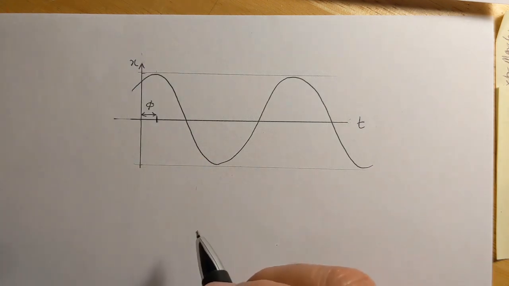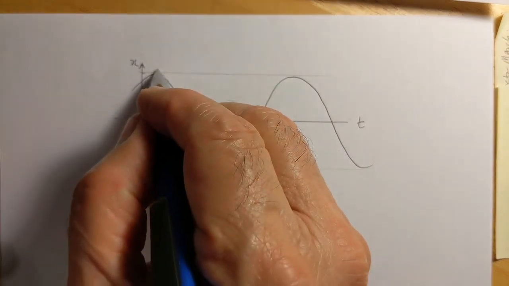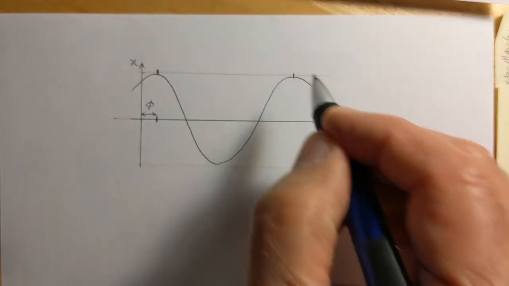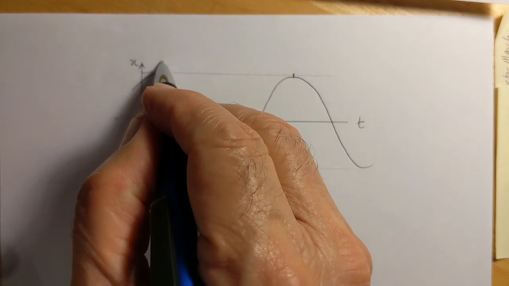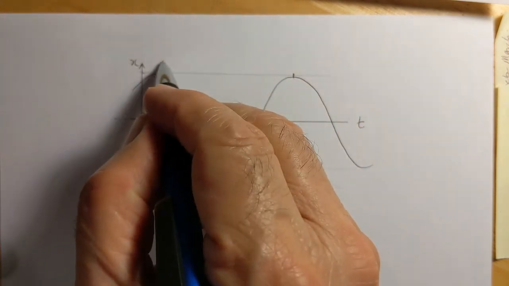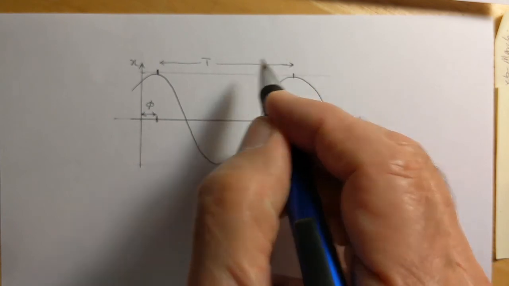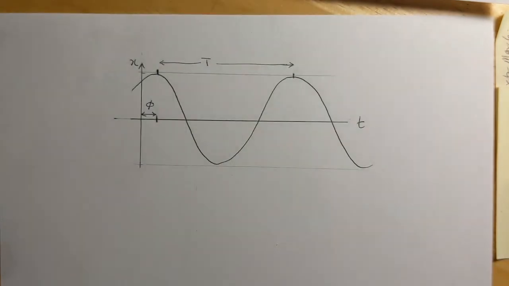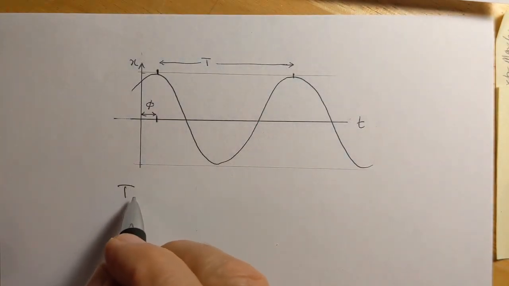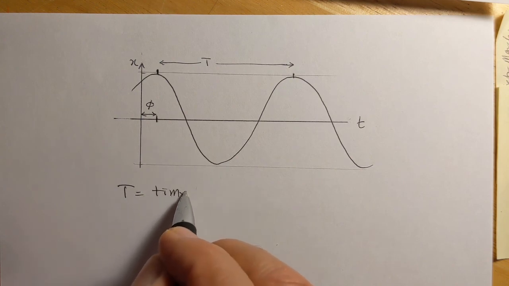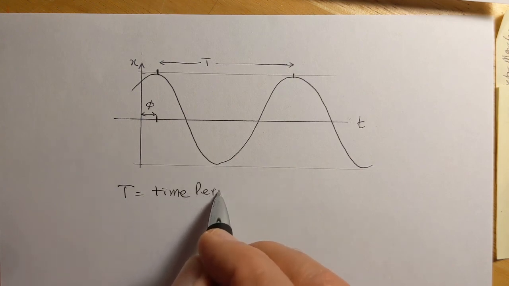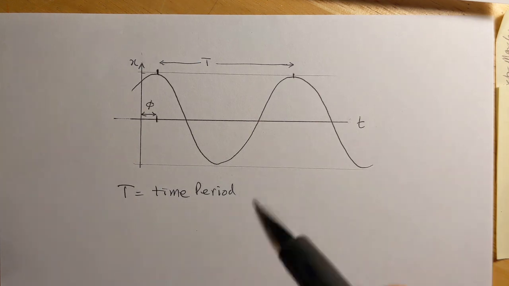Now we make a few definitions. We'll see that the distance from here to here in terms of time, so this time period from here to here, written as a capital T, that is the time period, and that is the time it takes for the mass to make one full vibration.